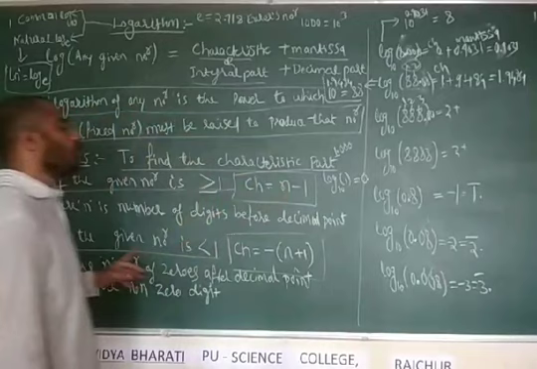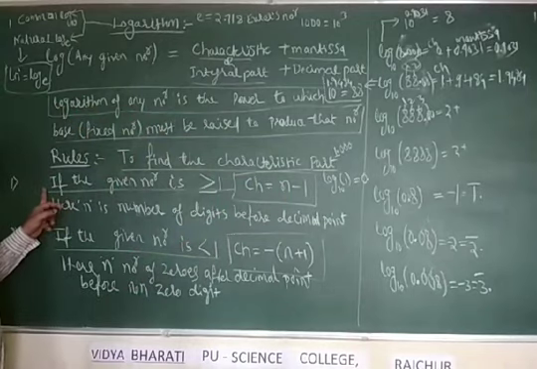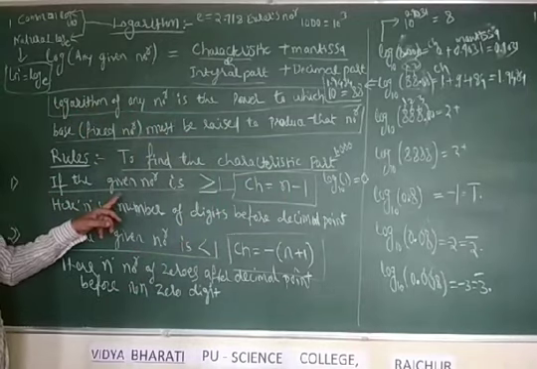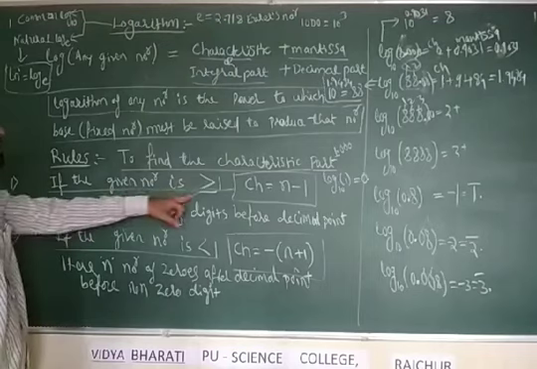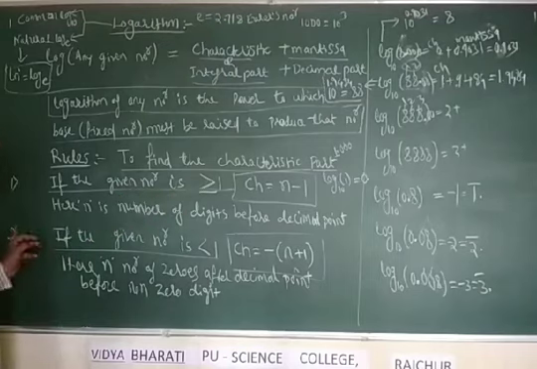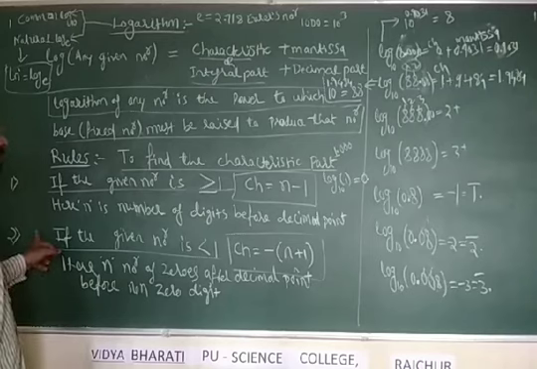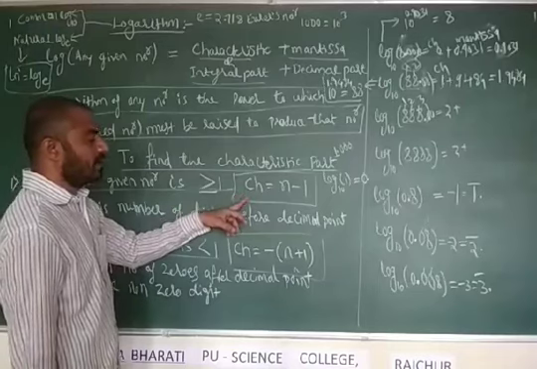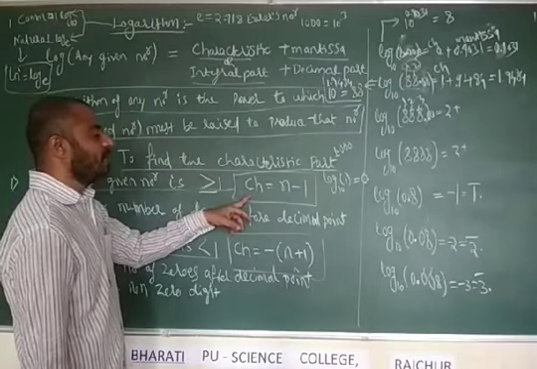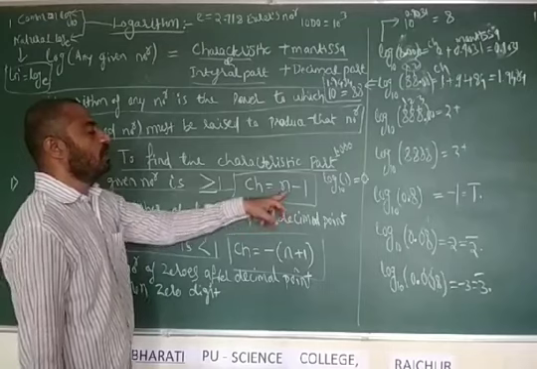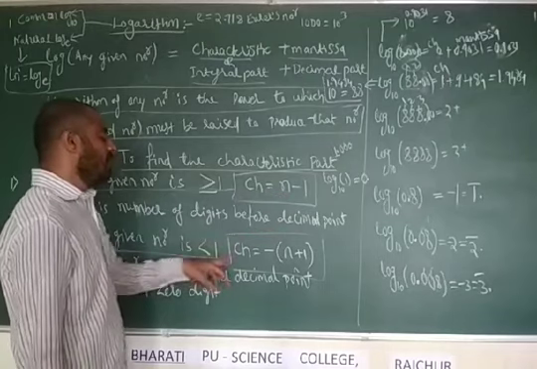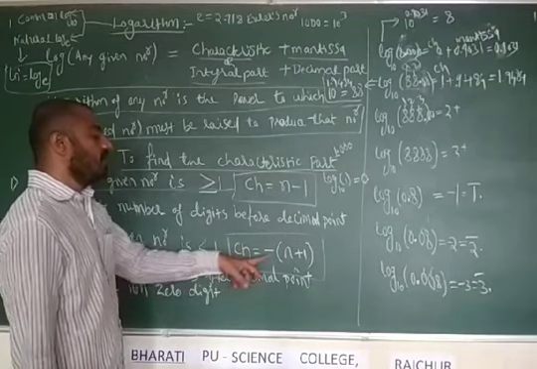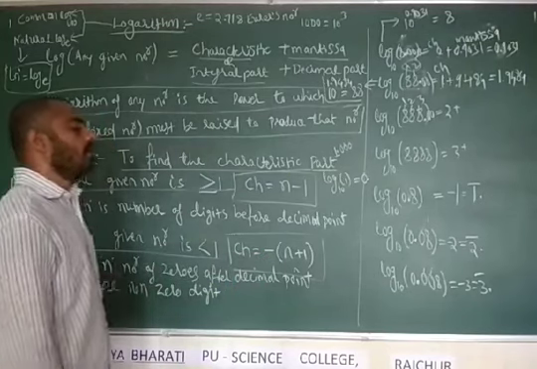This is how we can find the characteristic, or integral part, of any given number by using the two rules. Rule 1 is applicable if the given number of which the characteristic should be found is greater than or equal to 1. The second rule is applicable only for those numbers whose value is less than 1. If the given number is greater than or equal to 1, characteristic is equal to n minus 1. If the given number is less than 1, its characteristic is minus of n plus 1.